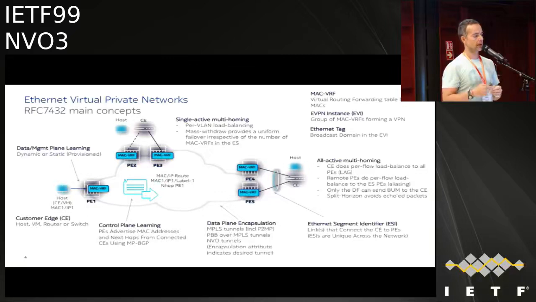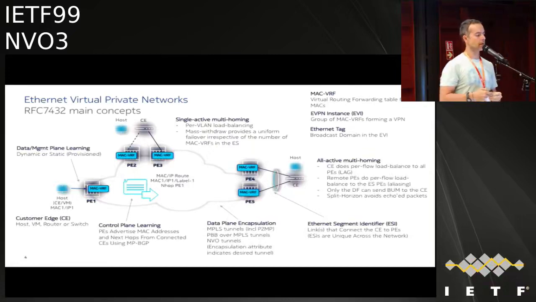Along with this all active multi-homing, where you allow this per flow load balancing from the CE to the network, we have this aliasing function that is providing the same per flow load balancing from a remote PE to all the PEs in the Ethernet segment. So this is pretty much RFC 7432.